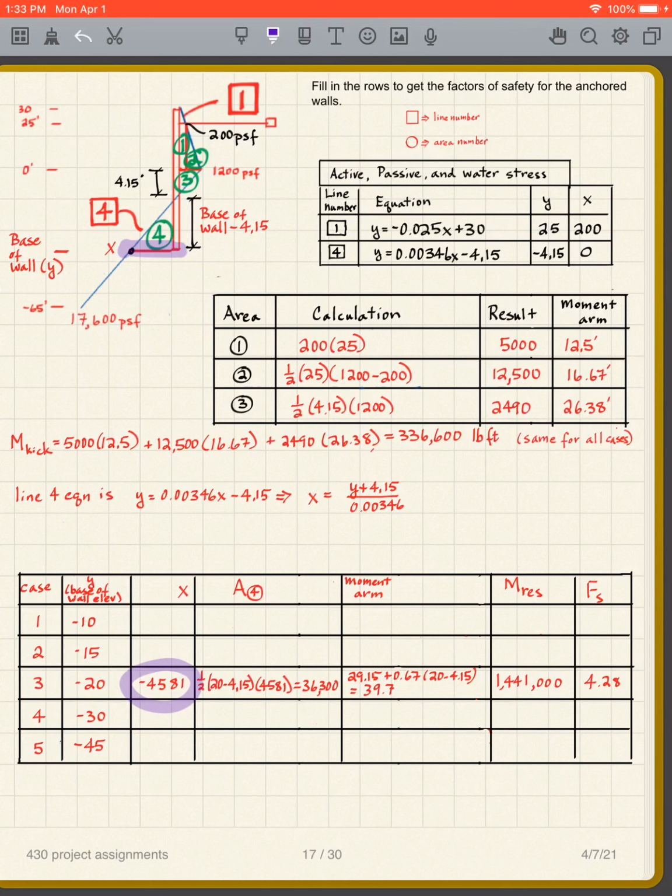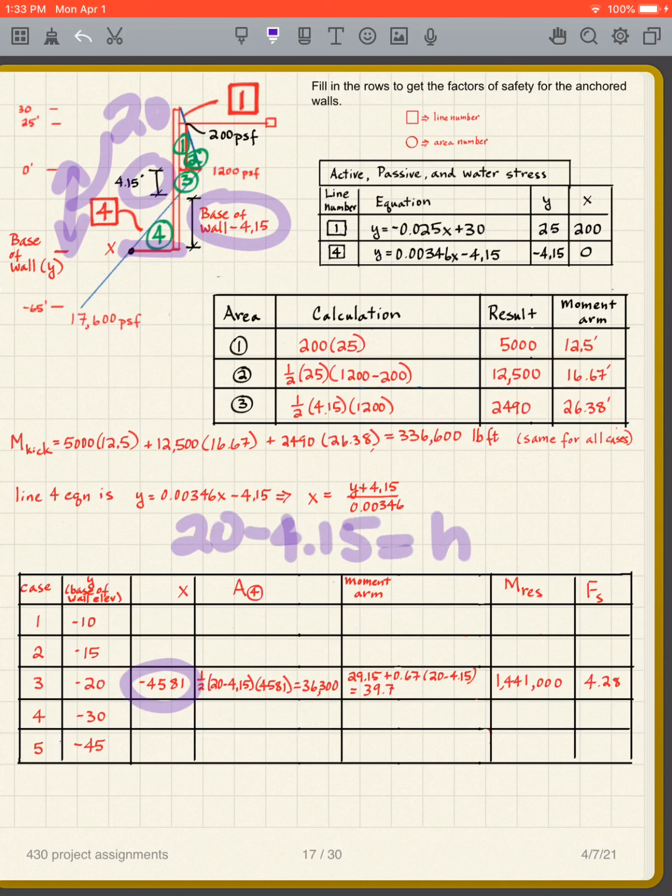And then the height, what is it going to be? Well, in this particular case, the height is going to be this distance, 20 minus the 4.15. So 20 minus 4.15 is my h for my triangle. My base for my triangle, we've already figured out, is 4581. So 1/2 the base times the height is shown right there, and I get my area 4 is that.